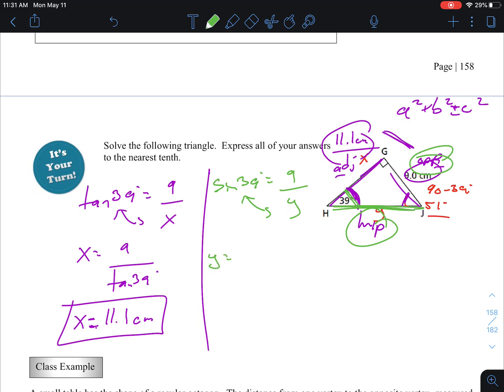So once again, the side I'm trying to solve for is on the bottom of the fraction, so those are just going to simply flip. So I'm going to get y equal to 9 divided by sine of 39 degrees. Throw that in your calculator, and you're going to get a value of 14.3 centimeters. Okay, great. And that's it. We've solved the triangle, right?